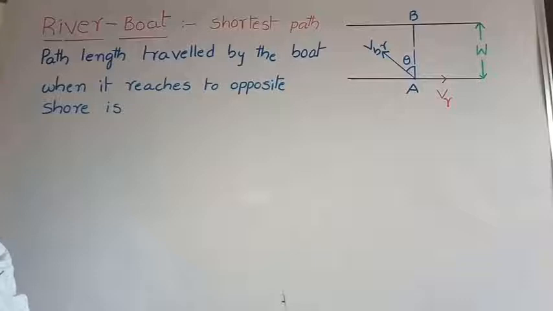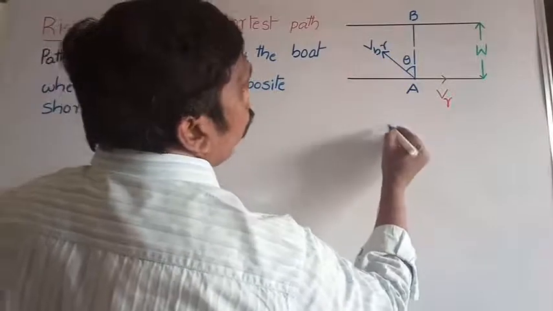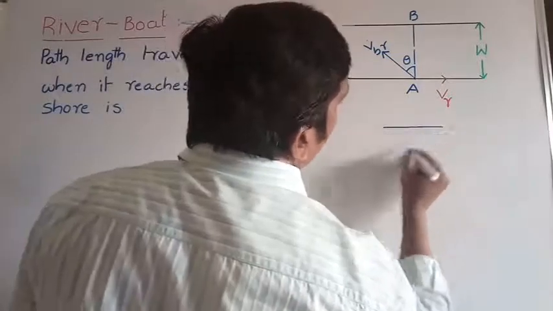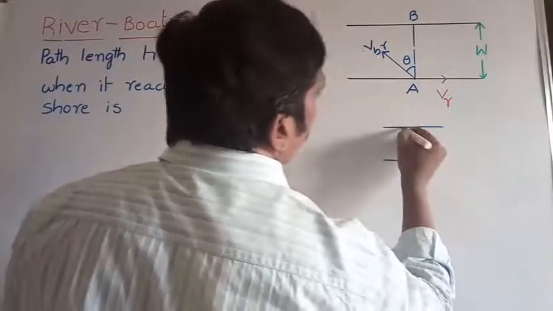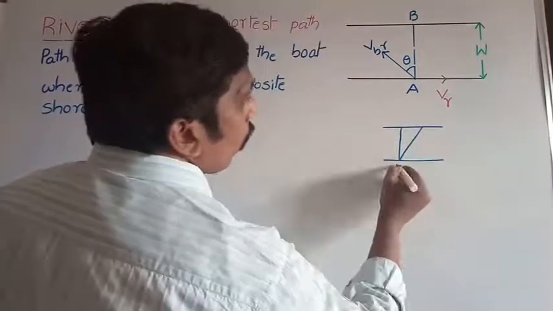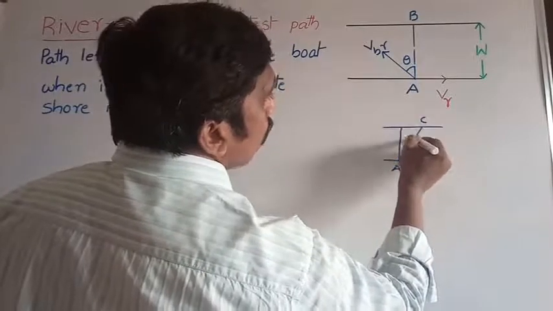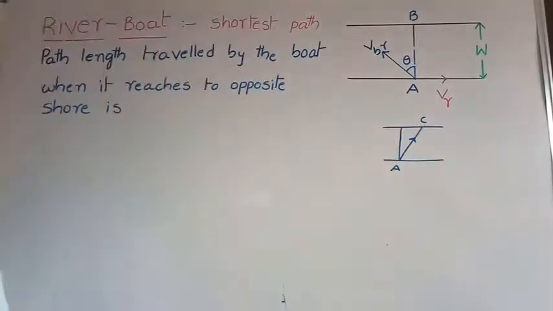Here W is the width of the river, then W. Suppose he starts along the line AB, then he gets some drift. He will reach some other point. So then what is the length of the path traveled by the boat? This is the length of the path traveled by the boat.